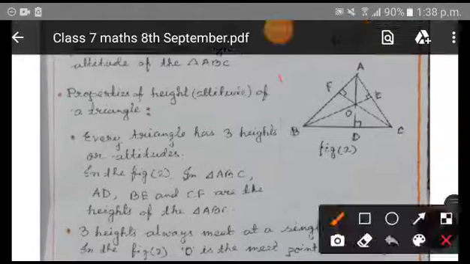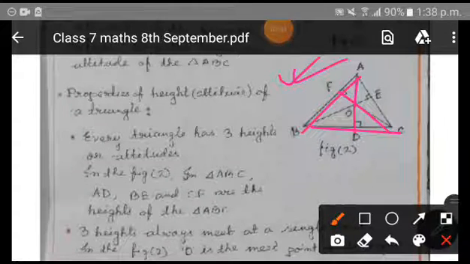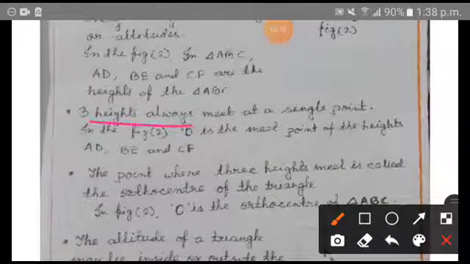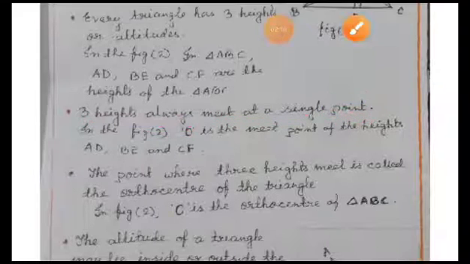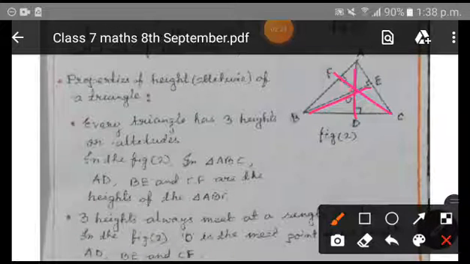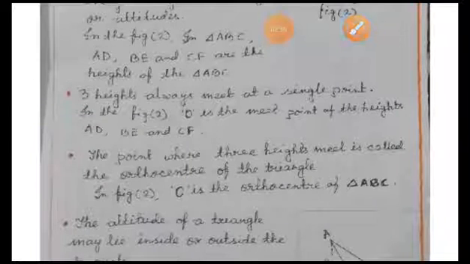As you can see in the diagram over here, in triangle ABC, AD is perpendicular to BC, AF is perpendicular to AB, and BE is perpendicular to AC, right? So that is why it is said that every triangle has 3 heights or altitudes. Next property: the 3 heights always meet at a single point. You can see that all the 3 altitudes are meeting at this particular point O. So this point is called the orthocenter of the triangle.